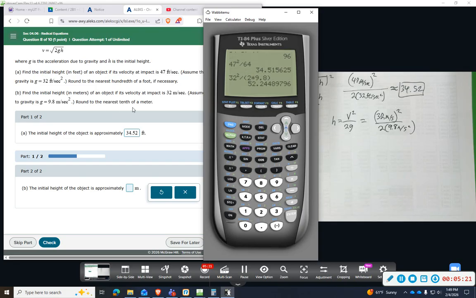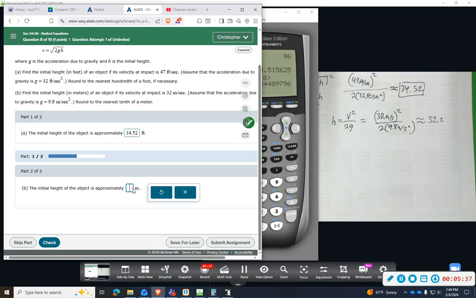And we want to round this one to the nearest tenth, so 1 decimal place. So we're looking at 52.2. That 4 will not round up. So roughly 52.2.